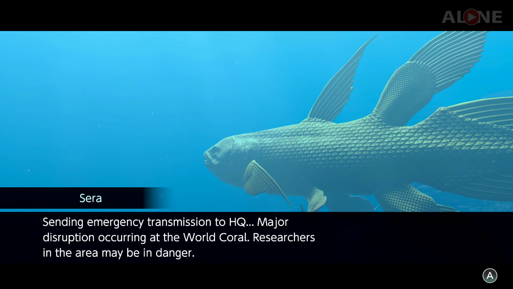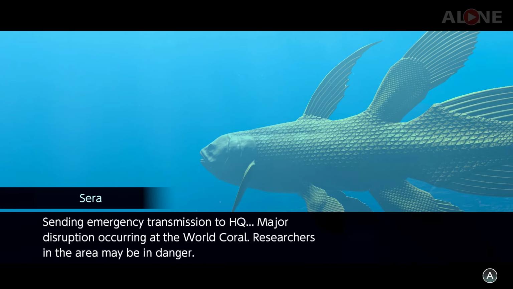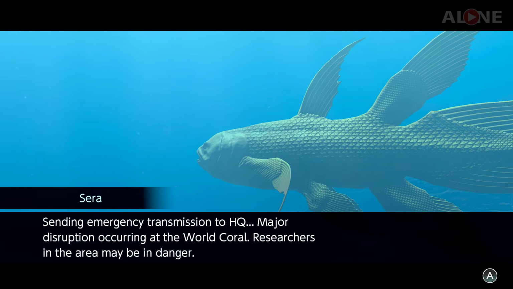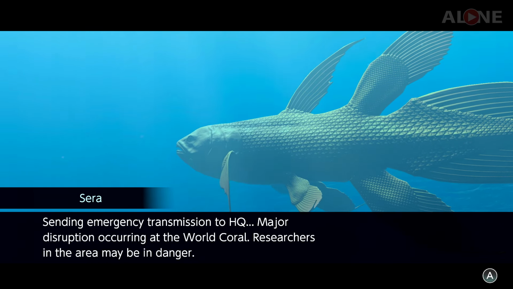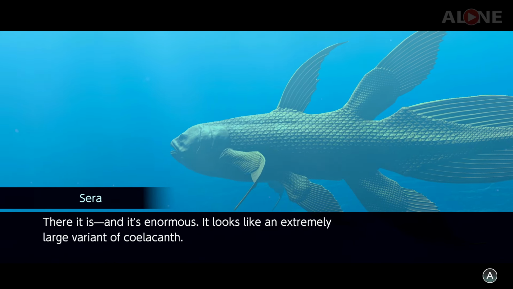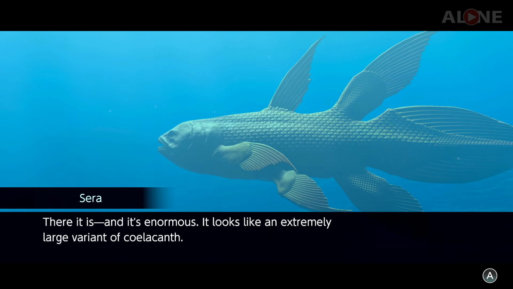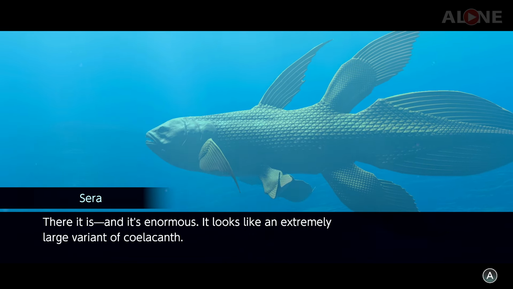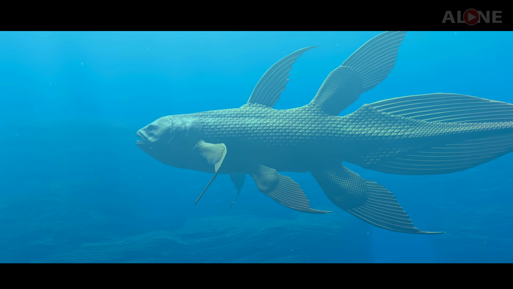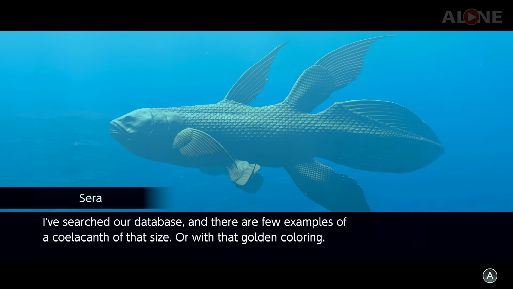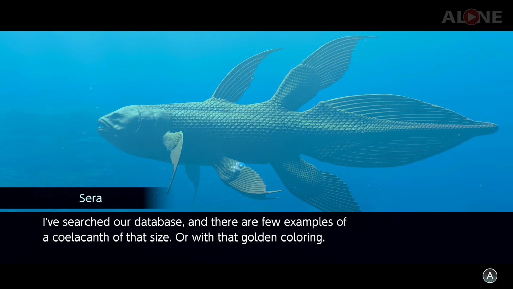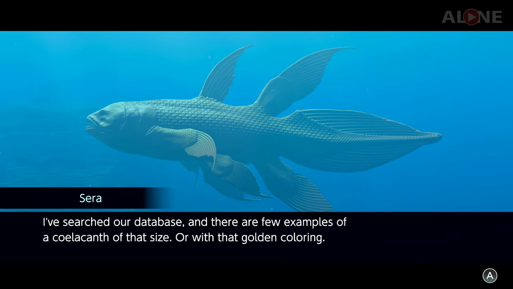Sending emergency transmission to HQ. Major disruption occurring at the world coral. Researchers in the area may be in danger. There it is, and it's enormous. It looks like an extremely large variant of coelacanth. I've searched our database, and there are few examples of a coelacanth of that size, or with that golden coloring.